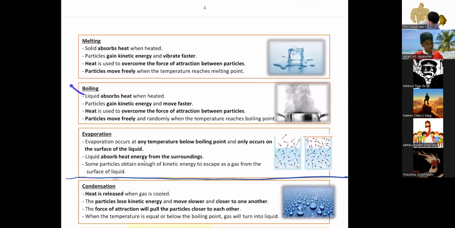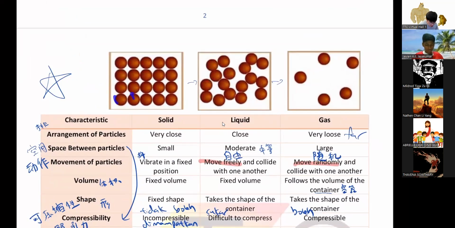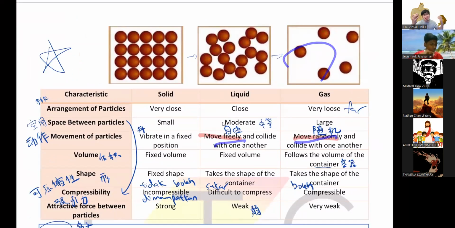As you can see, these three have the same explanation. Absorb heat, absorb heat, absorb heat. Menyerap haba, they suck in heat and then they become hotter. End of story. So suck in heat to do what? The heat energy will be converted into kinetic energy. What does it mean by kinetic energy? That means they vibrate faster, they move faster. As you can see, solid, they barely move, they just vibrate. Whereas liquid, they move freely. And then gas, they move randomly, they just fly everywhere.